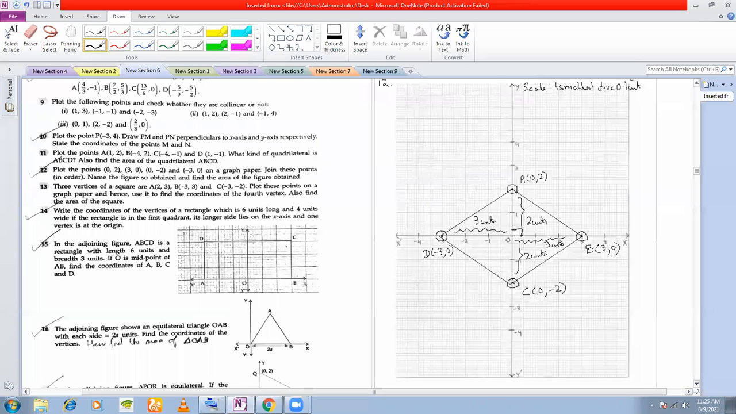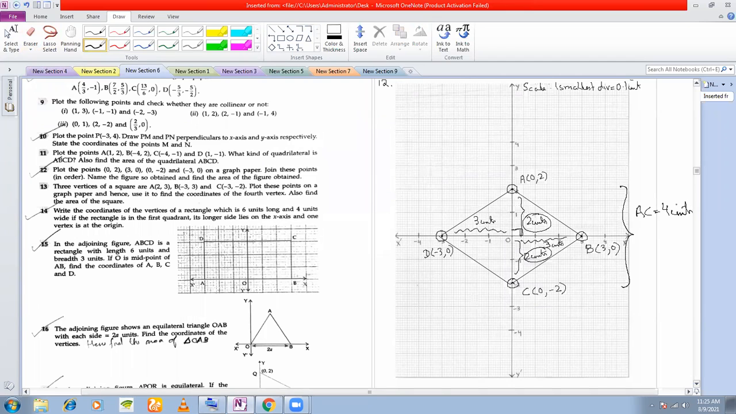Any other question that is there? And you need to find out the area. What is the area of a rhombus? Half into product of the length of the diagonals, right? So let's see what length of the diagonals here are. Let us consider this diagonal. What is the length of this diagonal? 2 units plus 2 units. So AC is equal to 4 units, right?